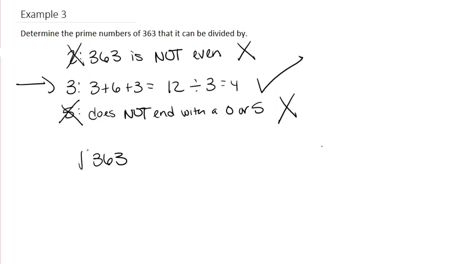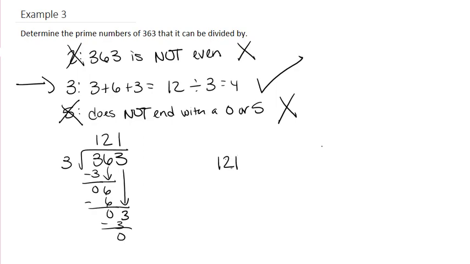So 363 divided by 3: 3 can go into 3 1 time. We get a 0. Bring down the 6. 3 can go into 6 2 times. So 3 times 2 is 6. Subtract, we get 0. Bring down the 3. Now 3 can go into 3 1 time. We subtract and we get 0. Now we have 121.